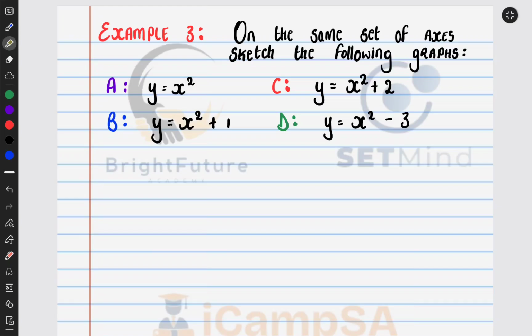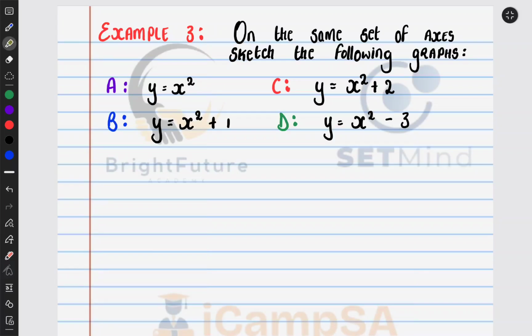So before we start sketching, I want you to note something here. For the first function, which is y is equal to x squared, the mother graph, there is no plus q, so q is just 0 there.